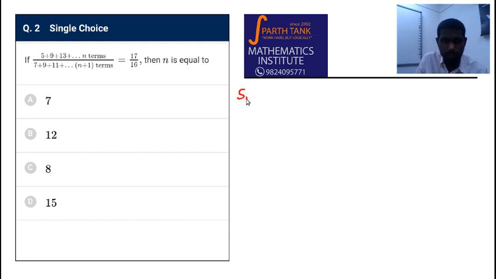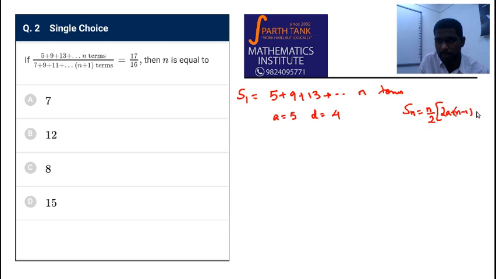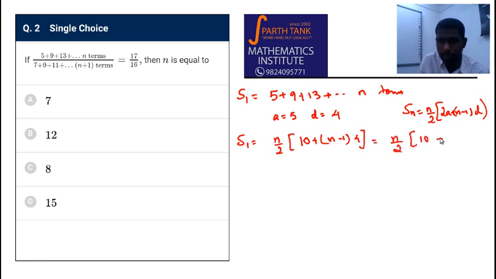The numerator, let us call it S1, is 5 plus 9 plus 13 for n terms. So a is 5 and d is 4. Both the numerator and the denominator are arithmetic progressions, and the sum to n terms of an arithmetic progression is n by 2 times (2a plus (n minus 1) d). So S1 would be n by 2 times (2 into 5, which is 10, plus (n minus 1) into 4). Therefore this becomes n by 2 into (10 plus 4n minus 4). Multiplying and simplifying, it becomes n times (3 plus 2n), or 2n squared plus 3n.